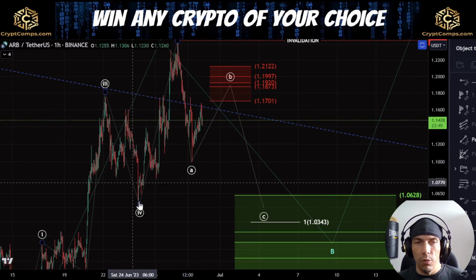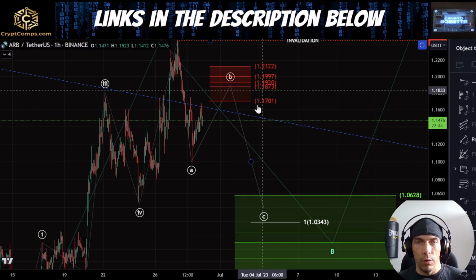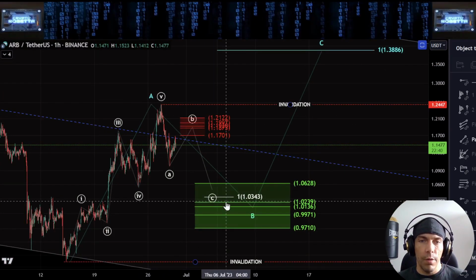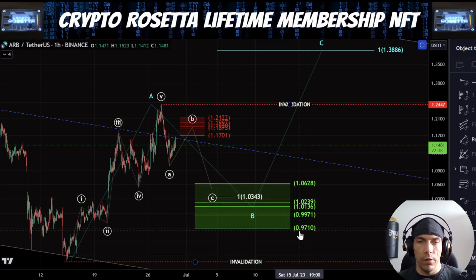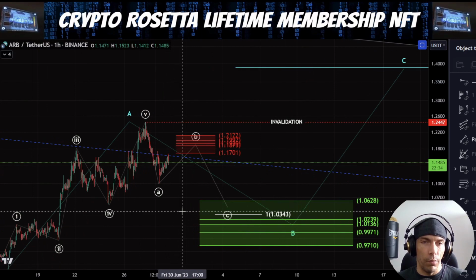If we do see price move down into this level again, possibly we could look to find support on this and then look to move back to the upside. So the idea within this is that we're looking for this as an ABC coming back into this $1.06 to this 97 cent region, and then looking for that possibility of this C wave to the upside.